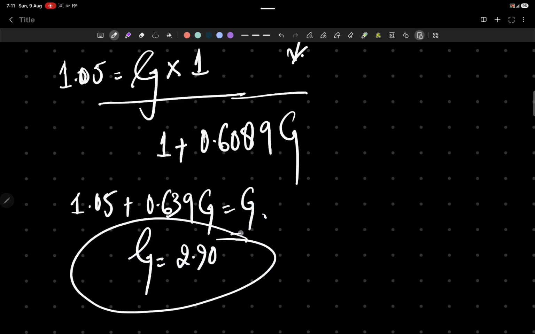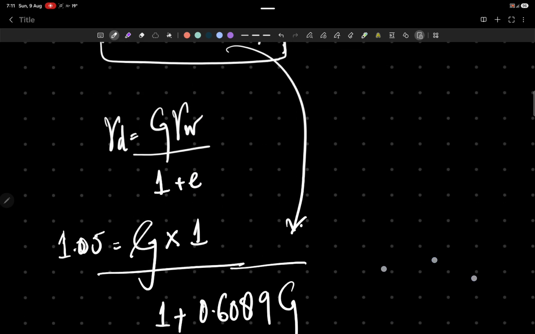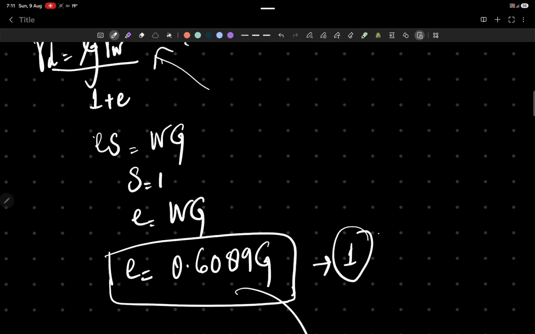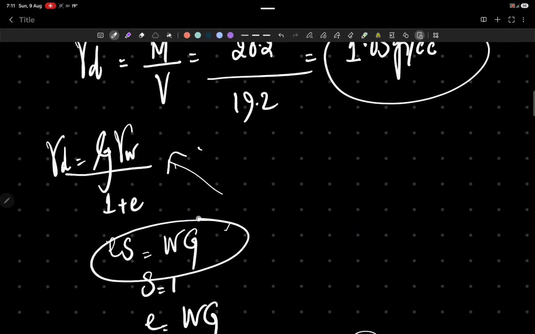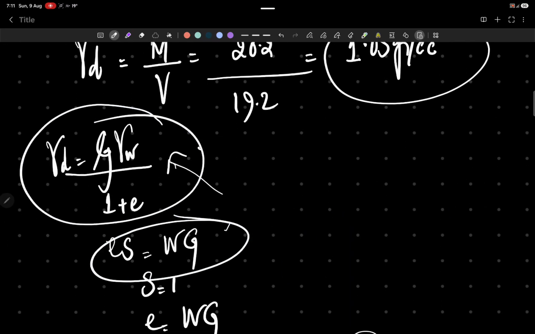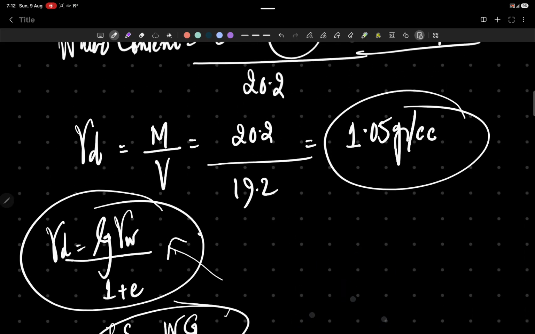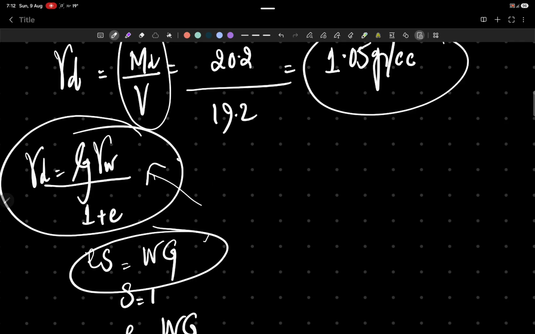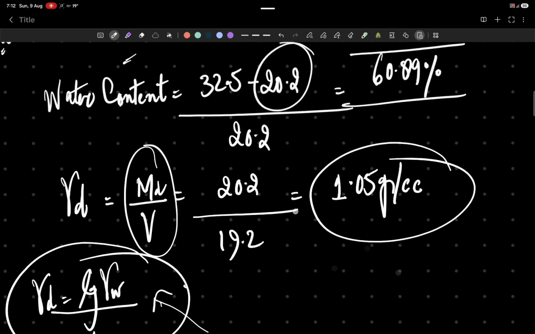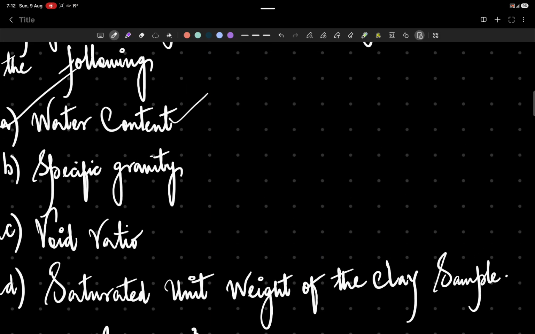Alright, so that's how I calculated the specific gravity, making use of these equations, the generalized equation and the equation for the dry unit weight, because volume was given and the dry mass of the sample was given. I found the dry unit weight first, and making use of the alternate equation and the generalized equation, we arrived at the specific gravity. All right, so this thing is done. Specific gravity we found equal to 2.90.